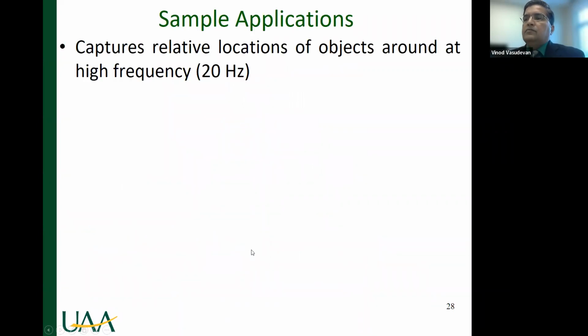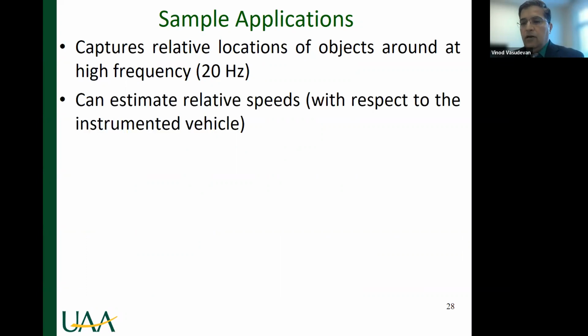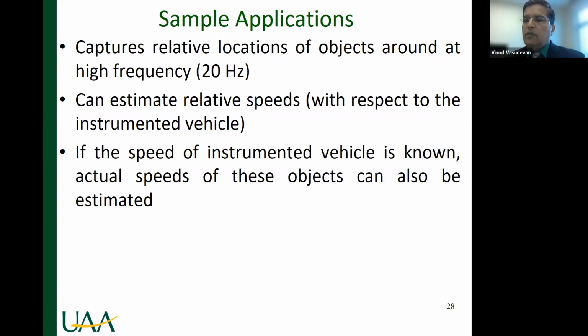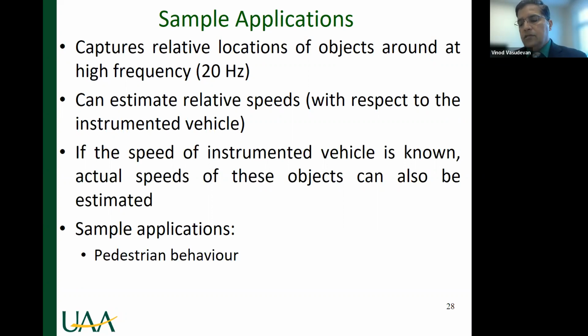Some of the sample applications: it captures relative locations of objects around at high frequency. Once we have the relative location, we can estimate the relative speed with respect to the LiDAR or the instrumented vehicle. Once we know the speed of the instrumented vehicle, we can calculate the actual speeds. Some of the sample applications, as I mentioned before, are pedestrian behavior and bicyclist behavior. We also did some driver behavior, but I'm not discussing that here. We are only discussing a couple of them.